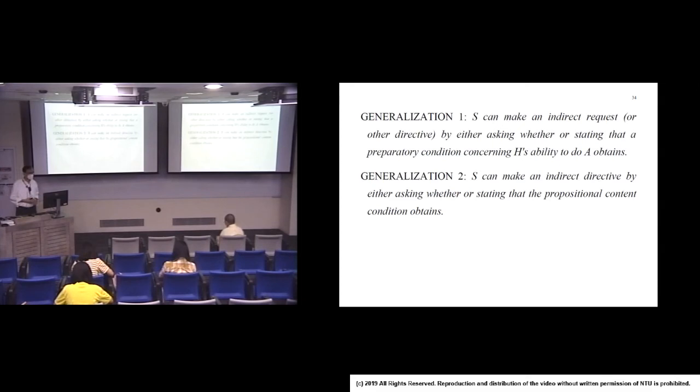And speaker can make an indirect directive by either asking whether or stating that the propositional content condition obtains. The speaker can make an indirect directive by stating that the sincerity condition obtains, but not by asking whether it obtains. So these are all just kind of statements about the groups that I just read. So you can compare these. So generalization 3 relates to group 3, generalization 2 relates to group 2. So it's basically just restating the same thing in a different way.